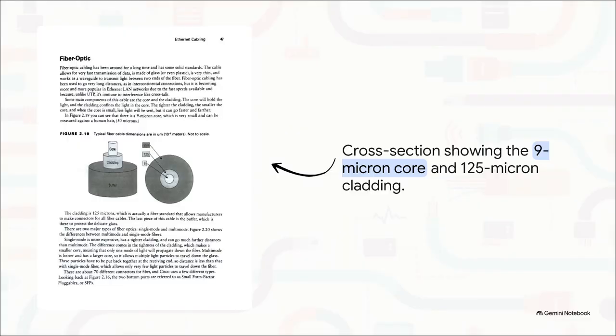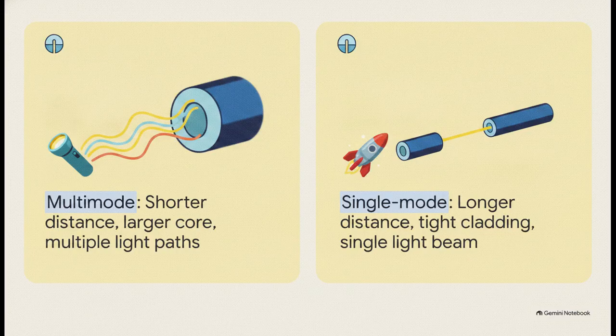Just to give you a true sense of scale for this tech, a typical single-mode fiber core is just 9 microns wide, sitting inside 125 microns of cladding. To put that into perspective for you, 9 microns is astonishingly tiny. It's literally a fraction of the width of a single human hair, which is about 50 microns. So yeah, we are sending massive amounts of data across entire continents on a strand of glass that is thinner than a piece of your hair. It's pretty wild.